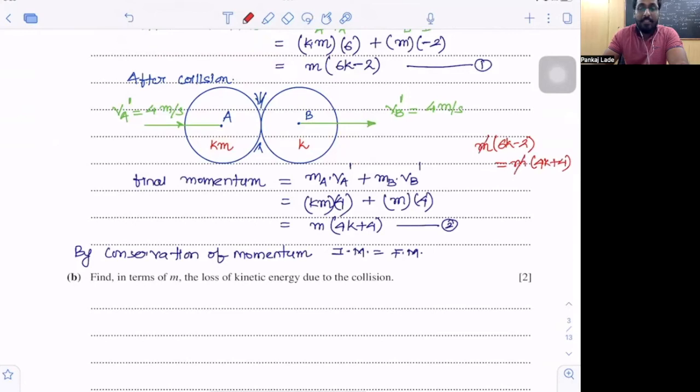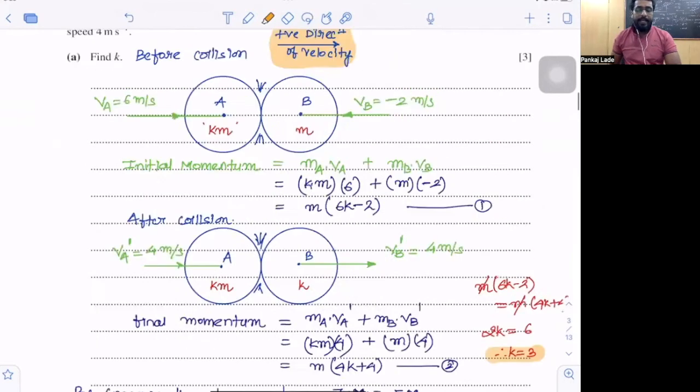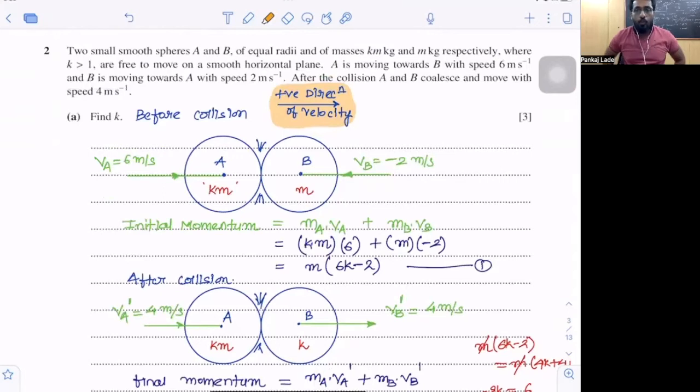The m and the m cancel. 6k and 4k will come together. So that's 6k minus 4k, which will give you 2k, and the minus 2 goes on the other side, becomes plus 2. So that's 4 plus 2, which is 6. So k would come out to be equal to 3. And that's my answer for k. K has come equal to 3. So that's the part A of the question. That was question number 2A.